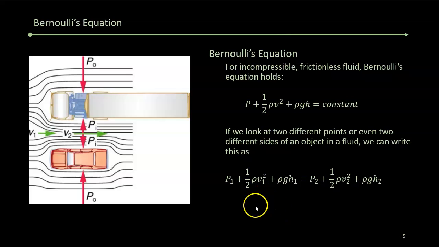So if we pick two different points in the fluid and we've got two different velocities, two different heights, two different pressures, all of this has to work out because energy is conserved. And that's kind of the big picture for Bernoulli's equation. It's conservation of energy for fluids.